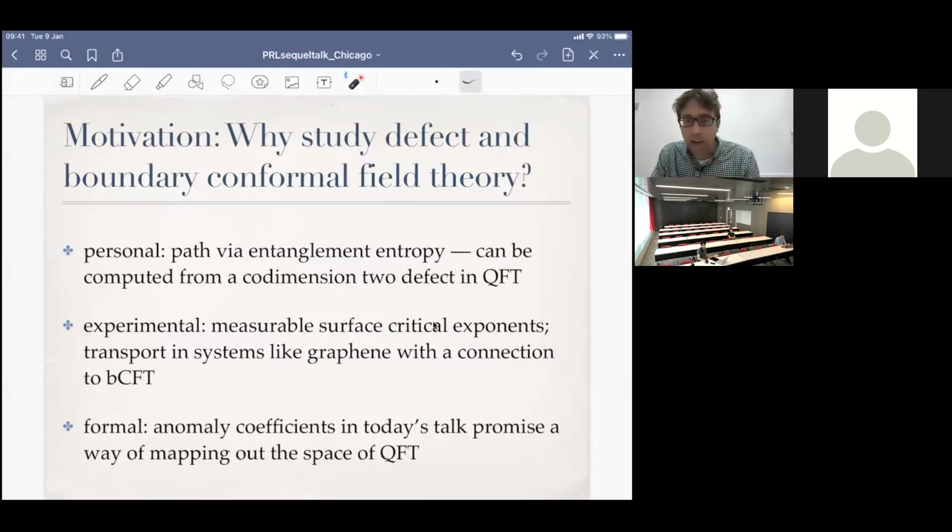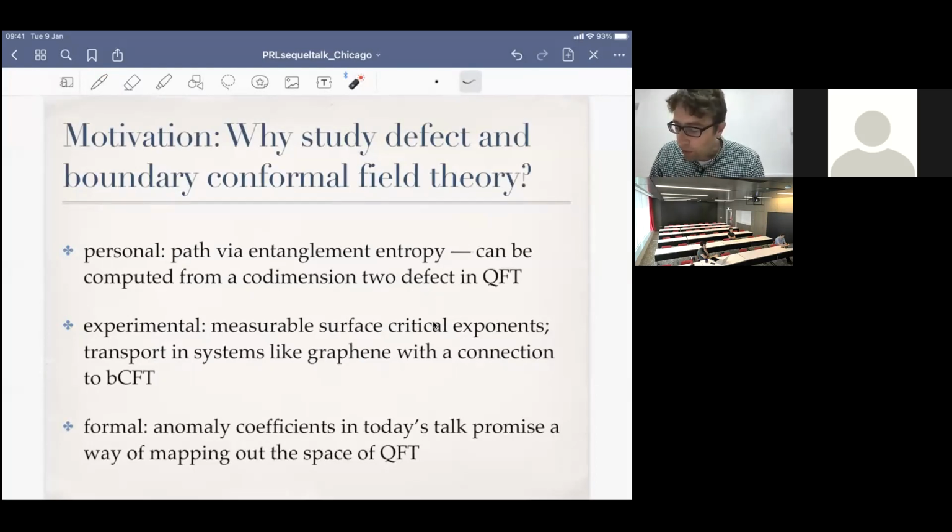And I know, for example, Dam Sun in the audience has written very interesting papers about exactly these kinds of subjects, which also drew me yet deeper into this question of boundary and defect conformal field theory.